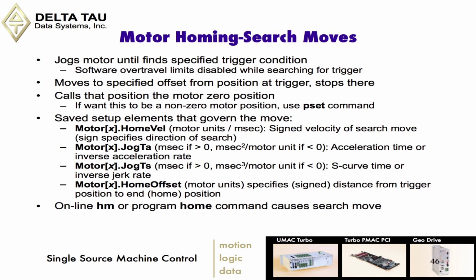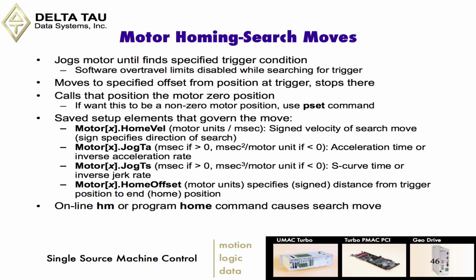So in doing a home search move, motor sub X home velocity is assigned a floating point value specifying the motor units per millisecond. It specifies the direction and the velocity for doing a home move. It will use the currently set values for the jog TA and jog TS for that motor.